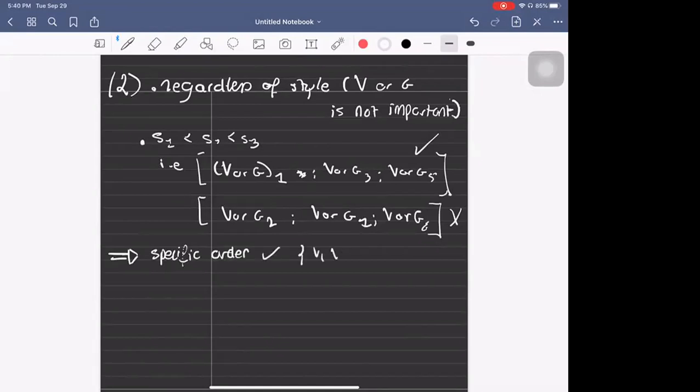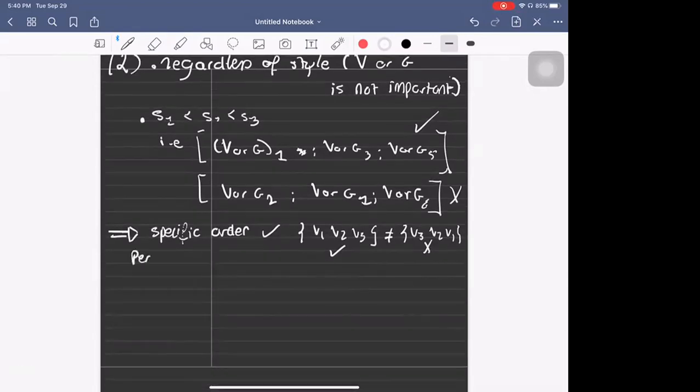So V1, V2, V3, definitely not the same as V3, V2, V1, because that would satisfy the event that the first subscript is smaller than the second, smaller than the third, and this would not satisfy the event. So different orderings are considered different in that specific context. So we have permutations. That's what we're dealing with.